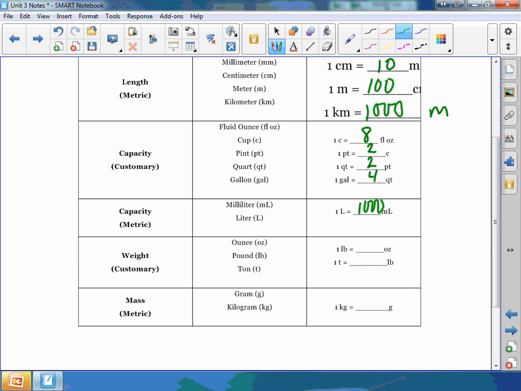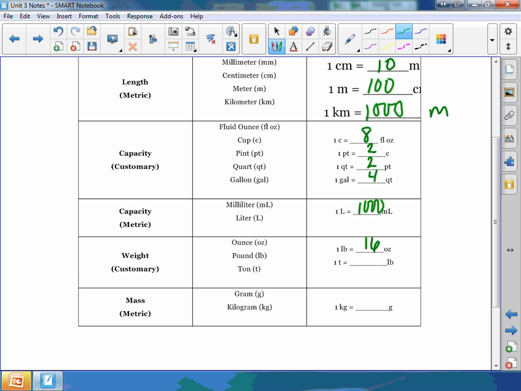All right, how about the weight measurements here? Customary, a pound. Now, we're not talking about fluid ounces now. This is weight. 12 is not quite right. It is 16 ounces in a pound.